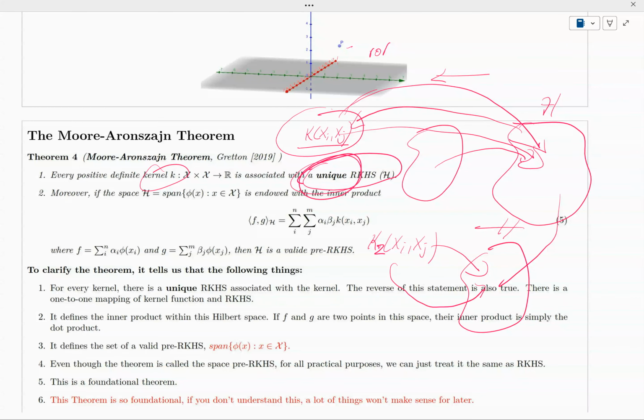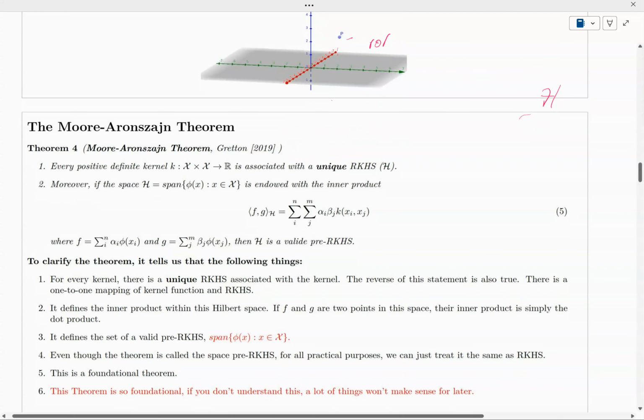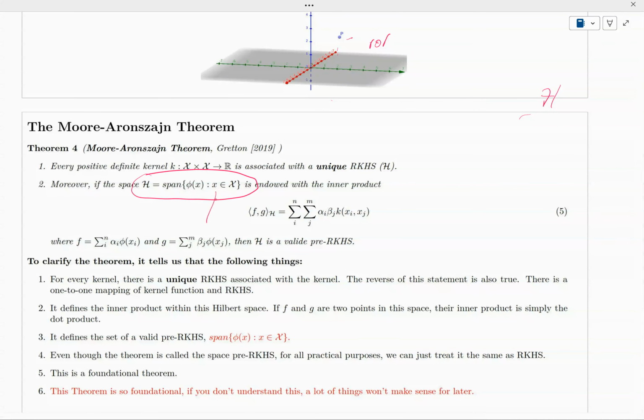So every kernel function will uniquely define a different space of functions, okay? Which makes sense. You have a different function, then obviously it's defining a different function space. Okay, the second thing you want to take away from the Moore-Aronszajn theorem is that the space spanned by all the samples in the RKHS is the RKHS.